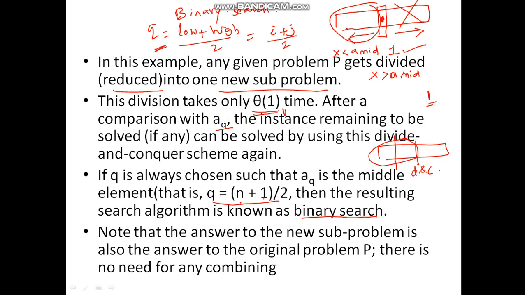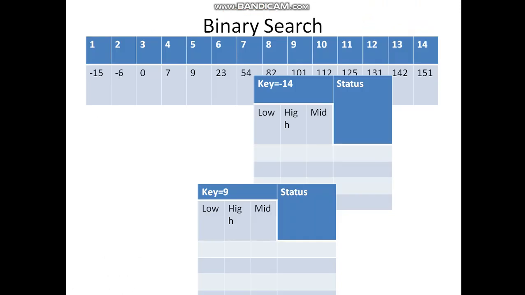Note that the answer to the new subproblem is also the answer to the original subproblem. Once you find that the element is present in the left sub half, your answer is the solution to the complete problem. Even if it is not found and you return 0, that is also the answer to the whole problem. So let us move ahead. Let us consider an example over here.